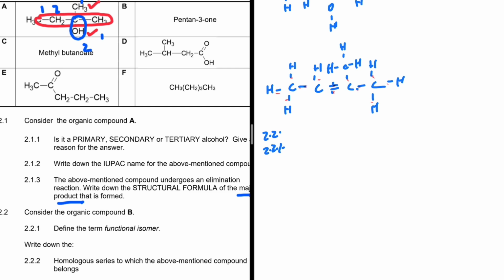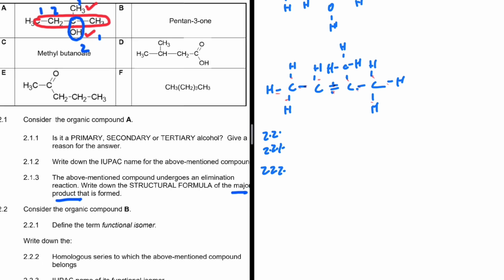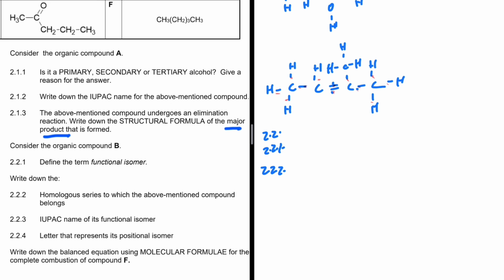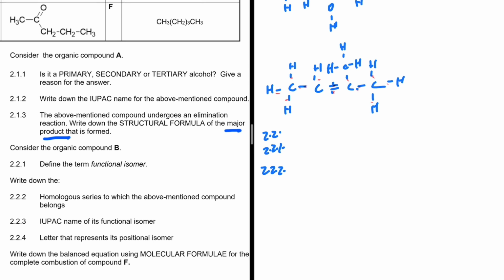Functional isomer: organic compounds with the same molecular formula but different functional groups. Same molecular formula but different functional group. That is a functional isomer. And then 2.2.2, I'm expecting that the question is going to have something to do with isomers. Write down the homologous series to which the above mentioned compound belongs.